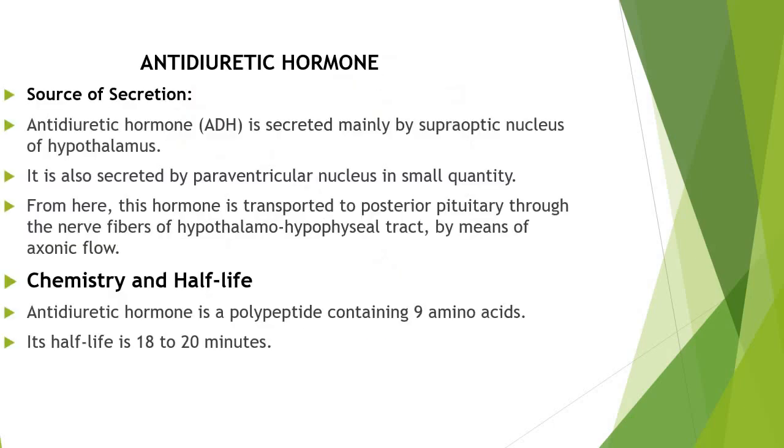Antidiuretic hormone. Source of secretion. Antidiuretic hormone is secreted mainly by the supraoptic nucleus of the hypothalamus. It is also secreted by the paraventricular nucleus in small quantity. From here, these hormones are transported to the posterior pituitary through the nerve fibers of the hypothalamo-hypophyseal tract by means of axonal flow. Chemistry and half-life of antidiuretic hormone. Antidiuretic hormone is a polypeptide containing 9 amino acids. Its half-life is 18 to 20 minutes.